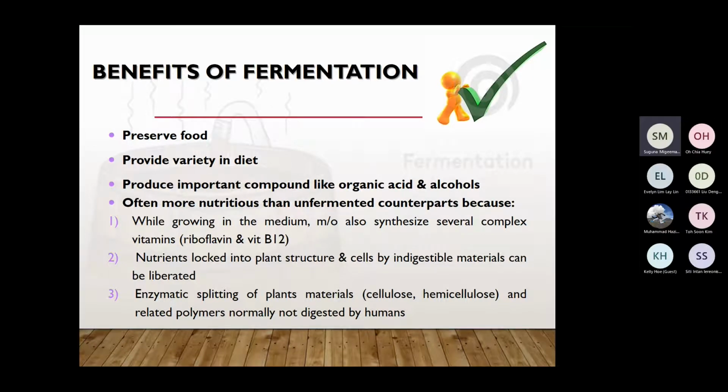And we can also see enzymatic splitting of plant materials. Plant material like cellulose and hemicellulose, which cannot be digested by our human digestive system, is now easily digested, and it also gives benefit to all.